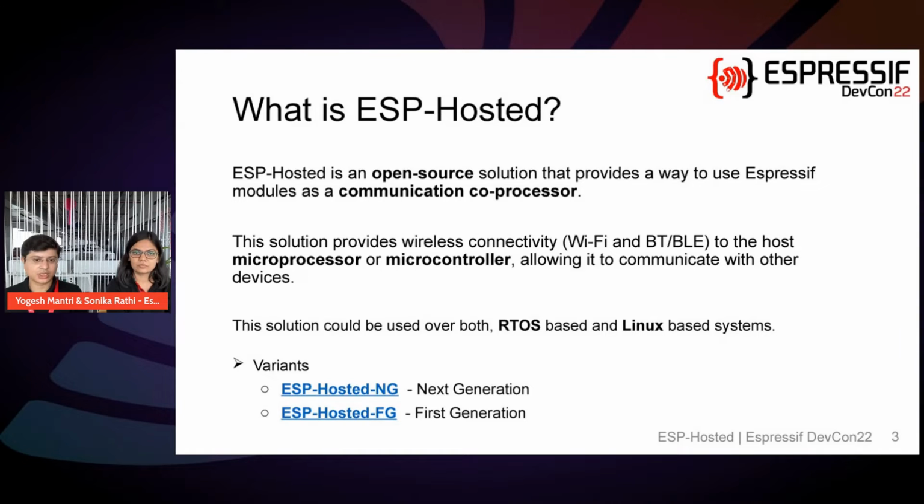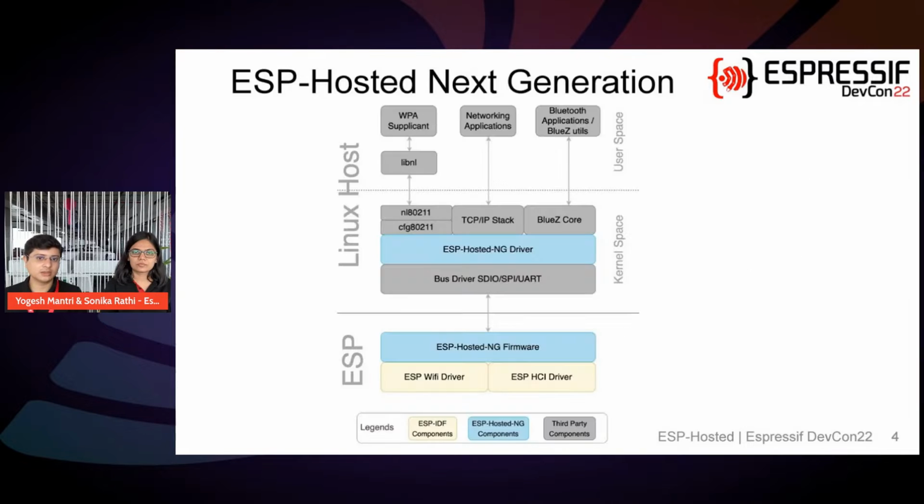In this solution, there are two different variants. One is ESP hosted NG, that is next generation, and another one is ESP hosted FG, which is first generation. As you are using a Linux based device where you want to get ESP hosted, I will go to the next generation. Can you see the block diagram here?